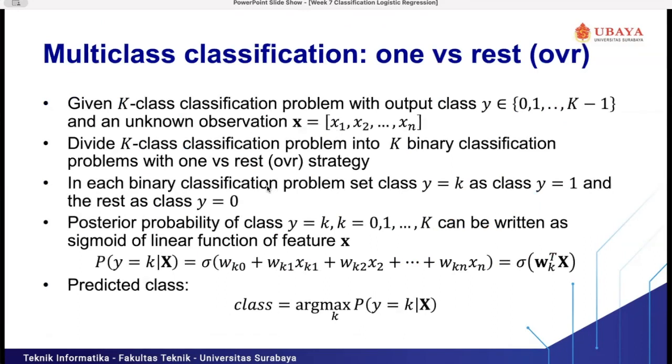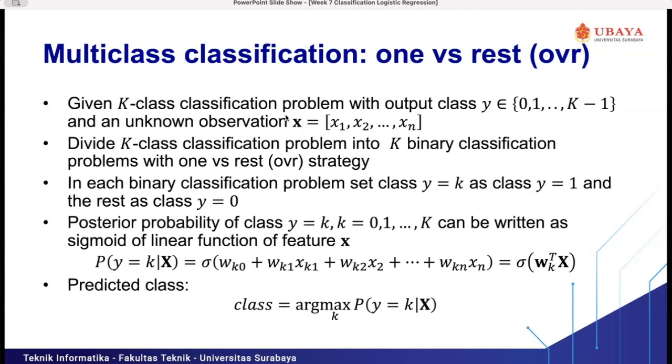Okay, so the things that we already discussed previously are all for binary classification. But this is a different case. We are also able to use logistic regression for classifying multiple classes. And for the first method, we can use the one versus rest, or OVR.